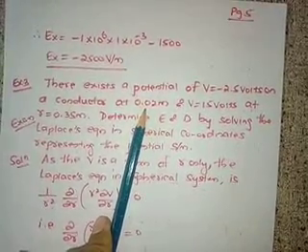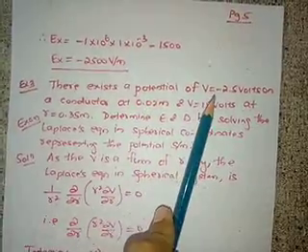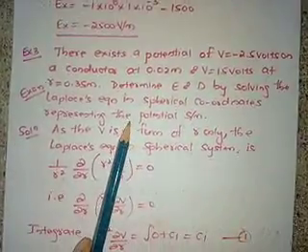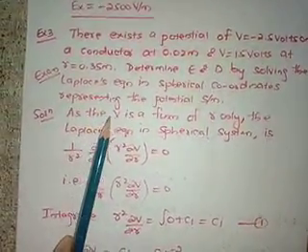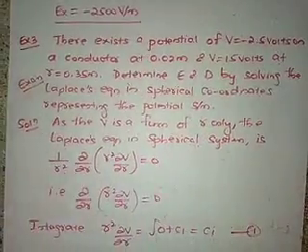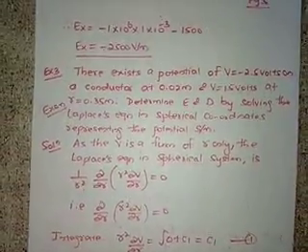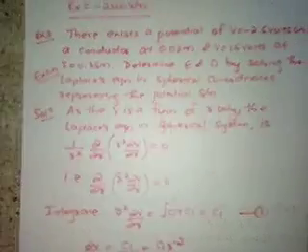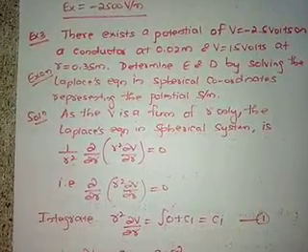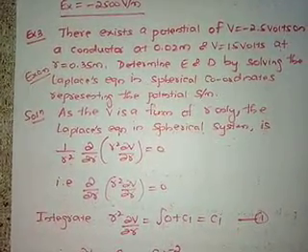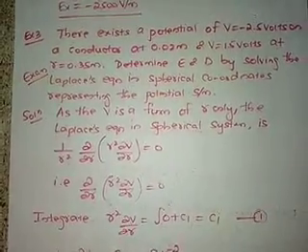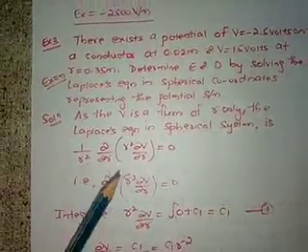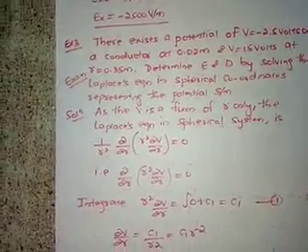So this is at R is equal to 0.02 meter, V is equal to minus 2.5 volts. Determine E and D by solving Laplace's equation in spherical coordinates. You have to find E and D in this example using Laplace equation. It is clear that they have mentioned Laplace equation and the coordinate system, spherical coordinates. So again here we have to use the Laplace equation.